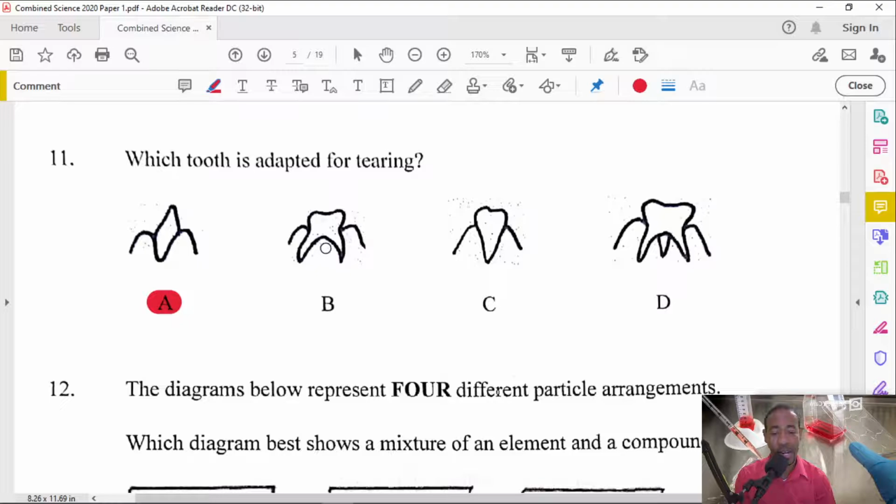Now, what's the difference between the premolar and molar? Notice that the premolar, which is B, is bigger than the molar, which is in D. And if you notice, even the root of the teeth is much spread out, right? So you have a larger surface area, but they look similar. So you can notice that difference, all right? So definitely our canine will be your answer for tearing. All right, so number 12.